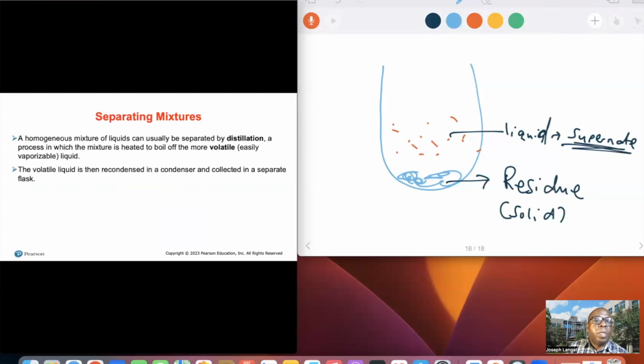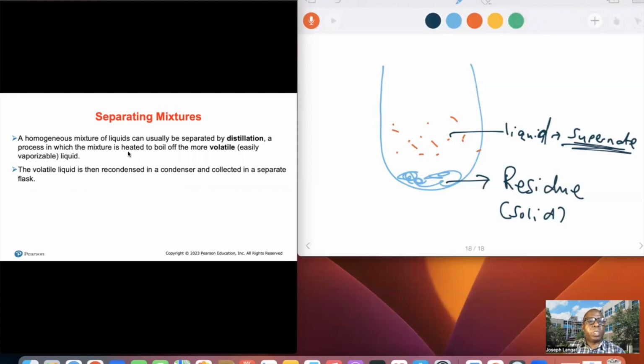Now, distillation. Distillation is a technique by which a mixture can be separated into pure substances by taking advantage of their boiling point. If two substances have different boiling points, you can use distillation. You'll see this in detail, or you use it in organic lab to separate mixtures. Alcohol, for example, ethanol boils at 78 degrees Celsius, water boils at 100 degrees Celsius. We can separate the two by using the distillation method.